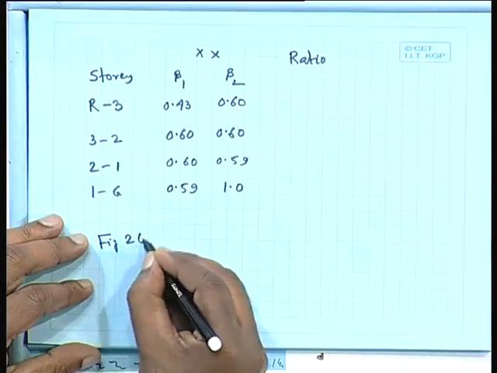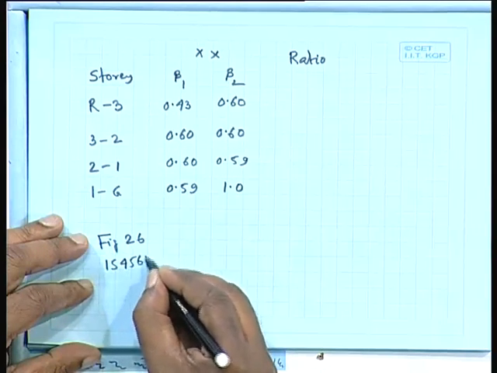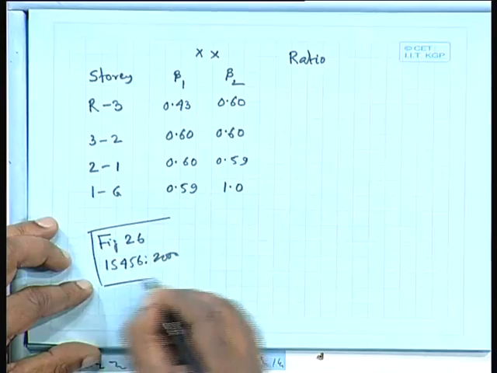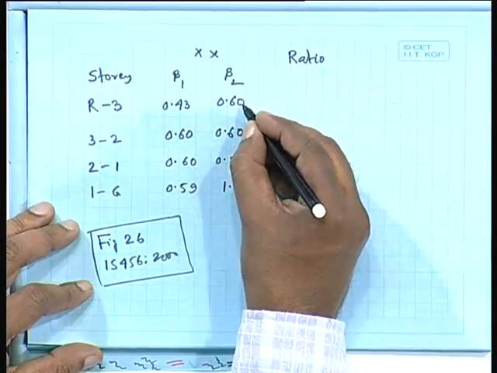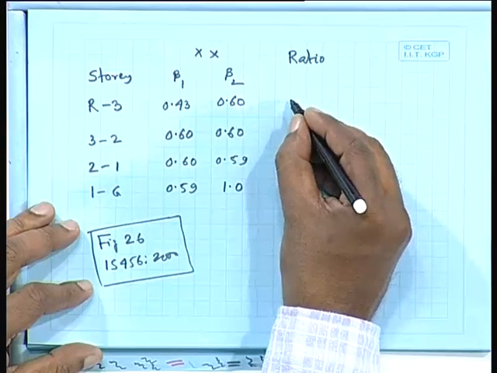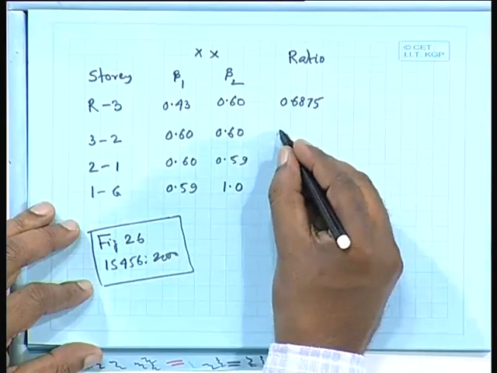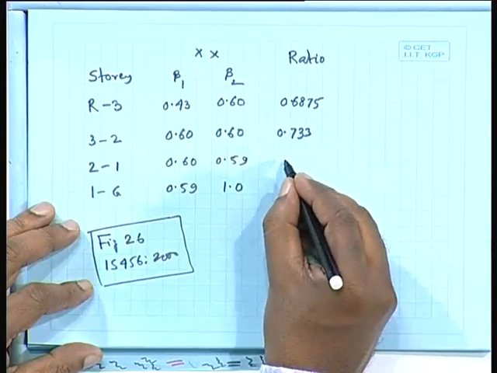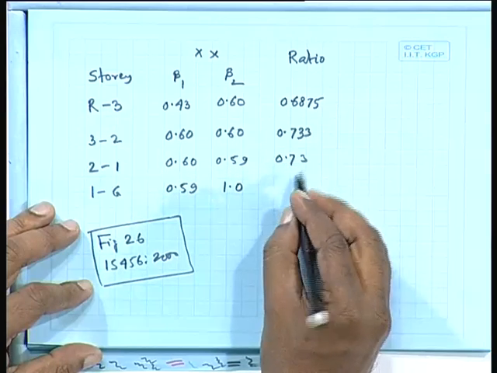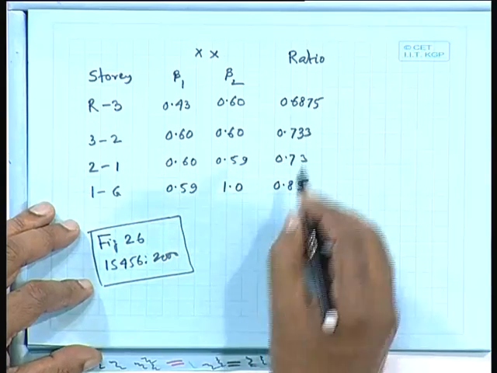So, in our case we have considered this one, say, without sway. In that case you will find that all the values are coming less than 1. So, 0.43 and 0.46. For that, the ratio from the table, sorry, figure 26, IS 456 2000, that is our reference. Taking beta 1 and beta 2 different values, we shall get 0.6875, then 0.733, the next one 0.73, and this one 0.85. So, we have got these values.